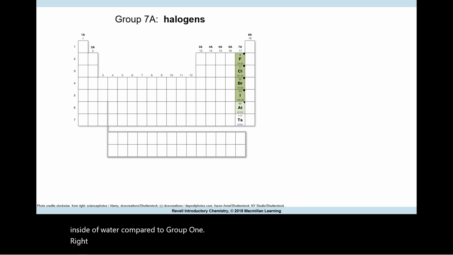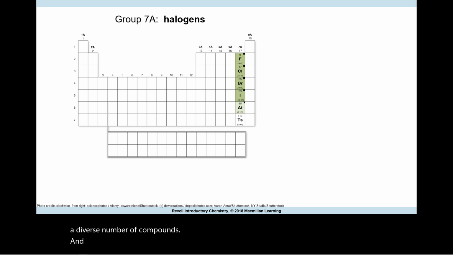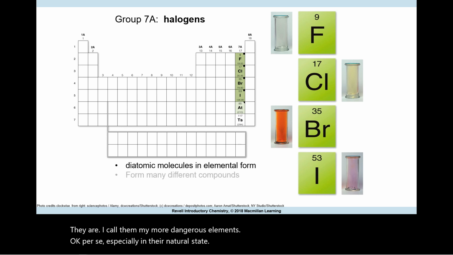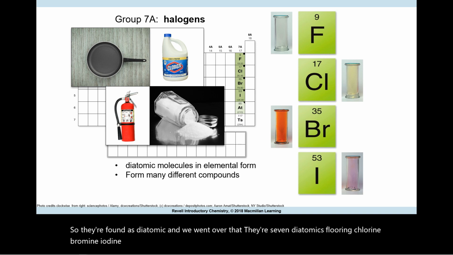Right here we have our halogens. So our halogens, fluorine, chlorine, bromine, iodine, okay, these ones right here react very, very quickly with all other metals and non-metals, and they form a diverse number of compounds. And you find them in almost everything. I call them my more dangerous elements, per se, especially in their natural state. Okay, so they're found as diatomics, and we went over that. There's 7 diatomics. Fluorine, chlorine, bromine, iodine are 4 of those 7.